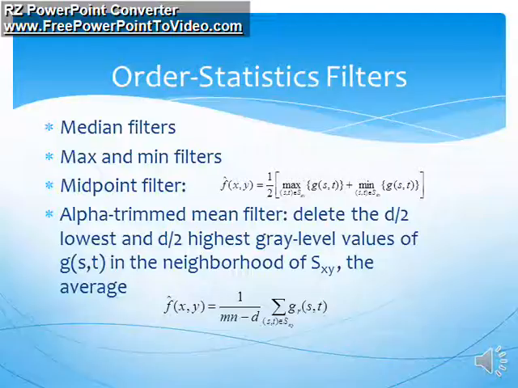The fourth point is the alpha trimmed mean filter, which deletes the d by 2 lowest and d by 2 highest gray level values of g(s,t) in the neighborhood of xy. The average value is given by f cap xy equals 1 by m multiplied by n minus d, summation of g_r(s,t), where (s,t) is in S_xy.